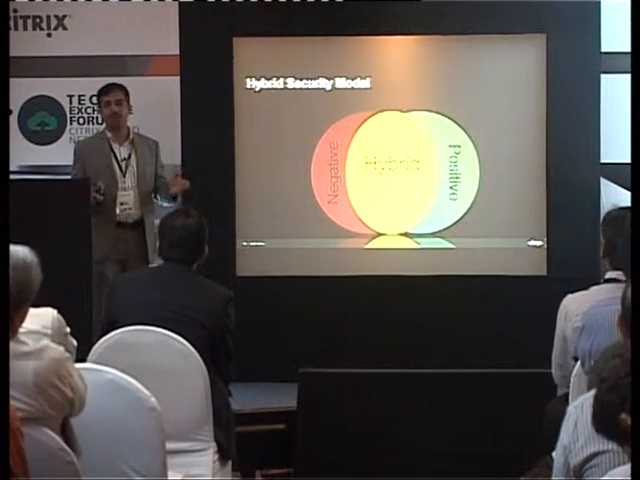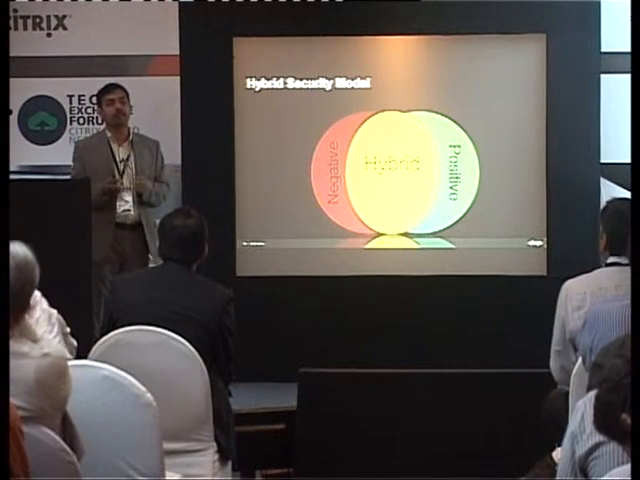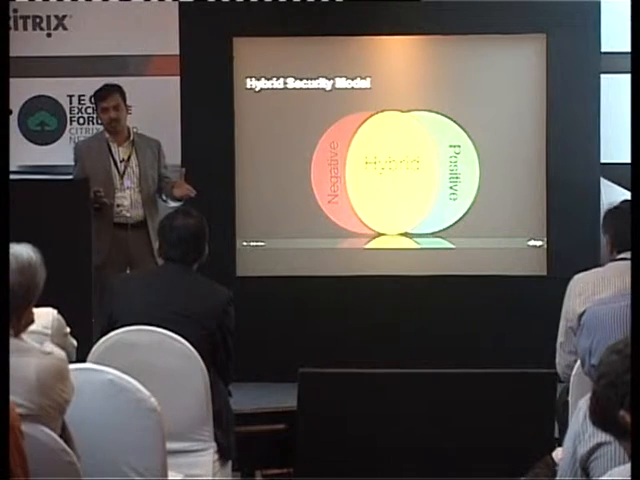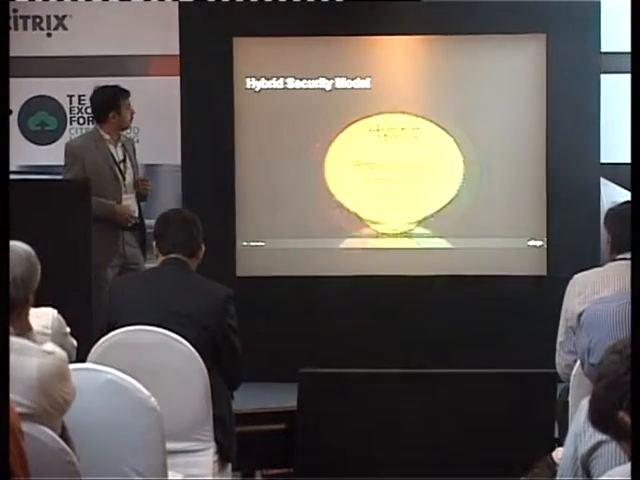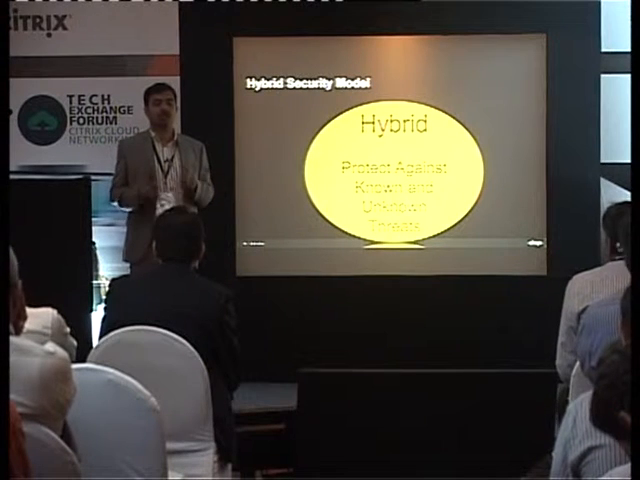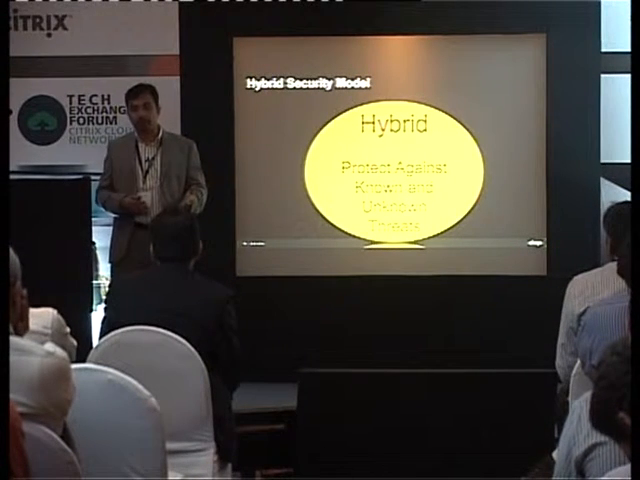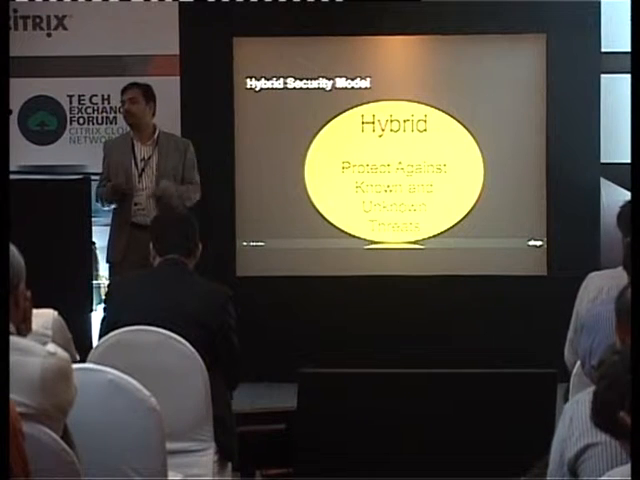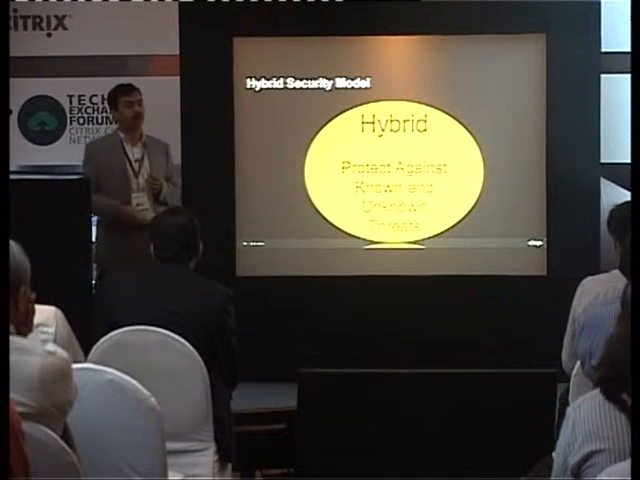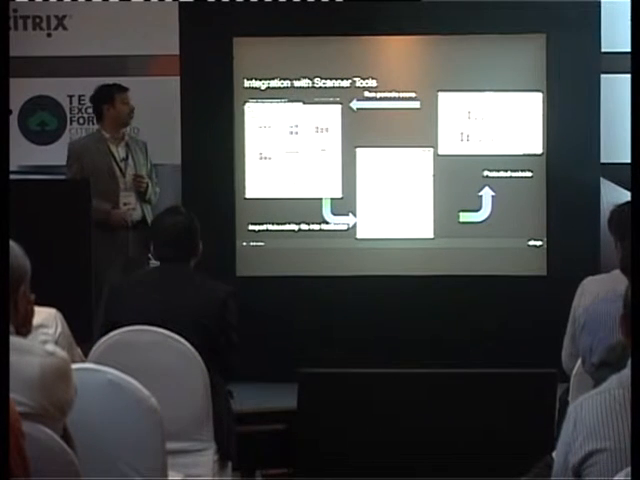With the app firewall, we provide 14 Gbps plus throughput on a single hardware, which is the highest in the industry. With the hybrid security model, you can protect against both known and unknown attacks. The known is with the negative model, and for the unknown you write the signature, and they comply with the different security models.